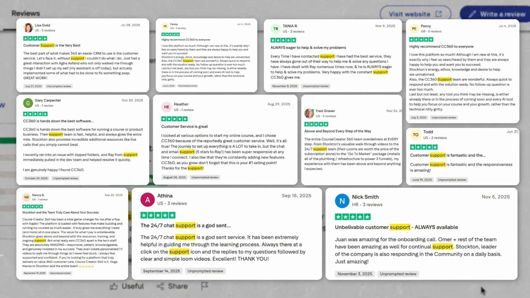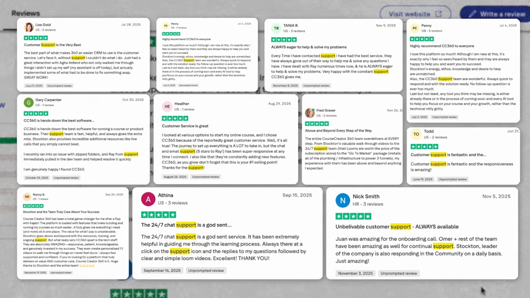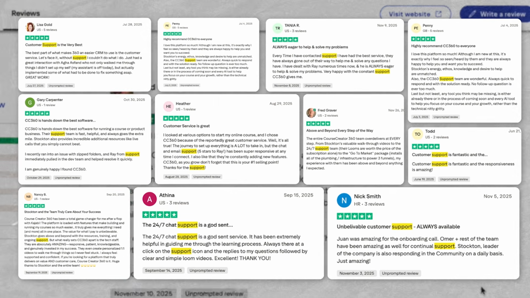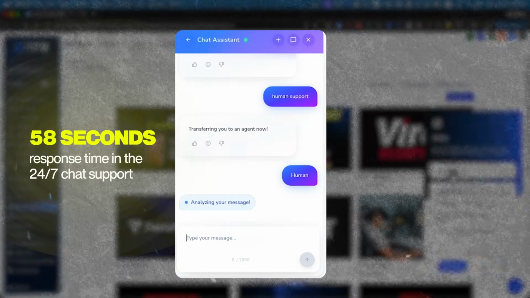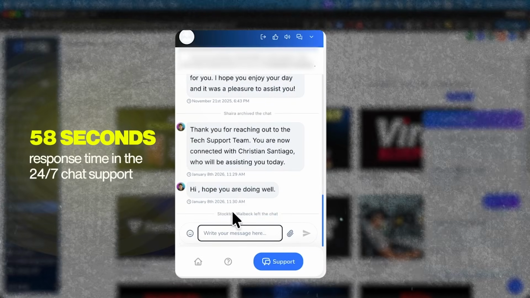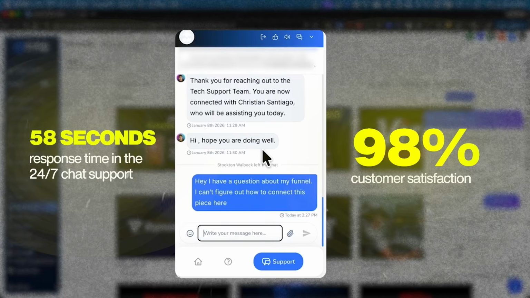This is just a handful, a smidge of what people say about our software, but literally hundreds of people raving about the support they are getting. We average a 58-second response time in the 24/7 chat support that we have. In that chat support, we average a 98% customer satisfaction. I don't know if you can even appreciate how hard that is to achieve in the software space.